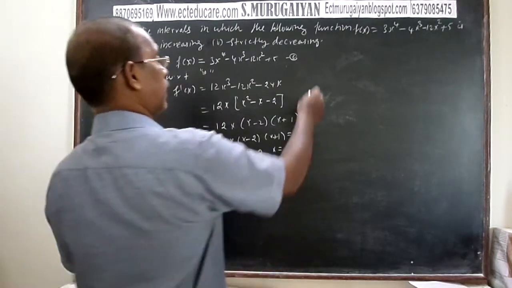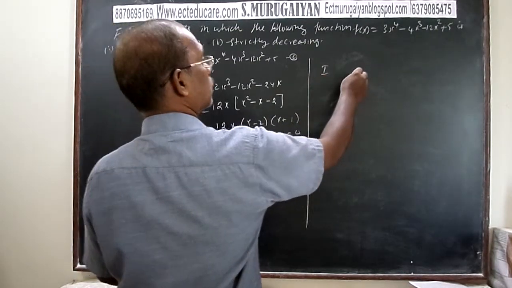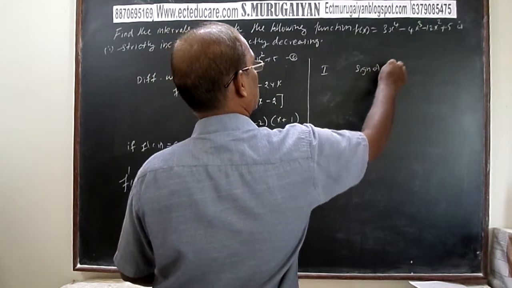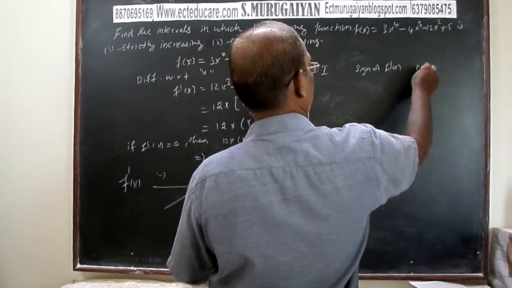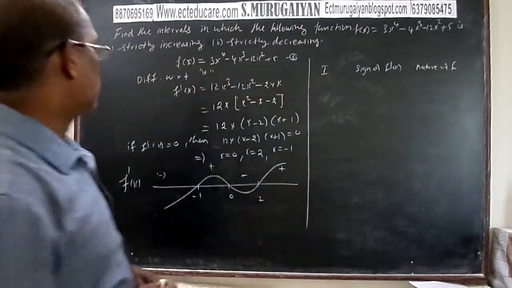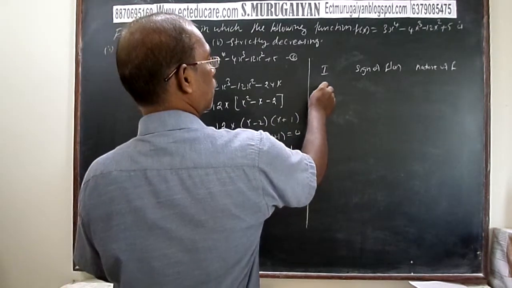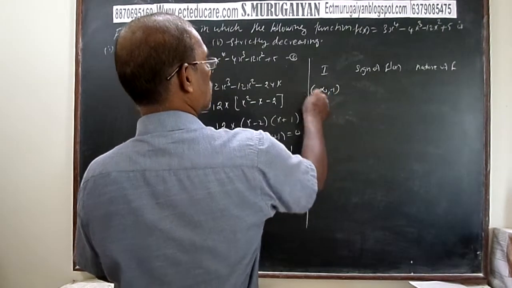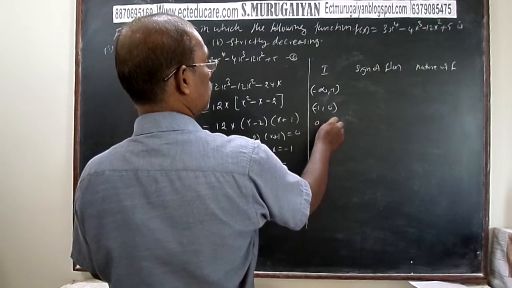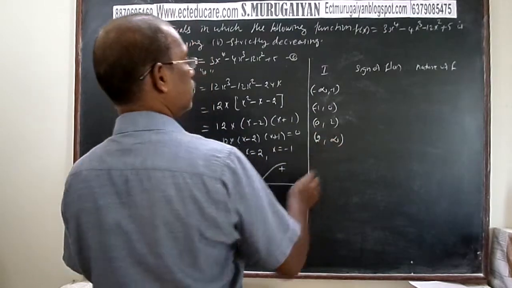Okay, the same thing can be concluded in table form. Interval, sign of f'(x) and nature of the function. The first interval, minus infinity to -1. Second interval, -1 to 0. Third interval, 0 to 2. And fourth interval, 2 to plus infinity.